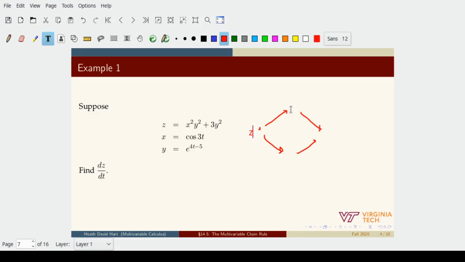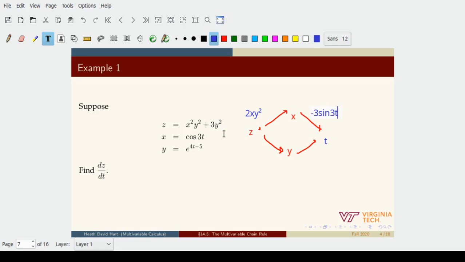So z depends on x, z depends on y, and x and y both depend on t. What we're going to do is work out derivatives along each arrow. So the derivative from z to x is 2x y squared, and then this term goes away. So this derivative is 2x y squared. The derivative of x with respect to t: the derivative of cosine is negative sine, and then the 3 comes out.